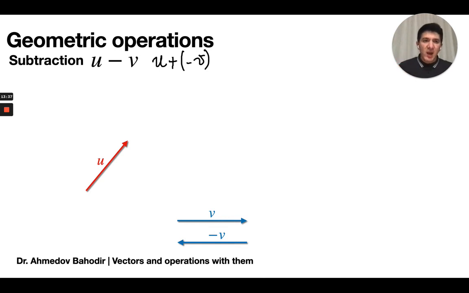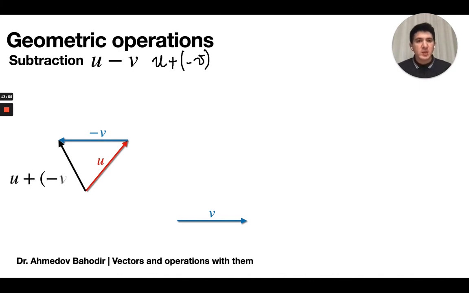You just need to get a vector with the same length but opposite direction. Now we are going to add the minus v vector, which is this vector, to the u vector. If you remember, we do this by just placing this vector at the ending point of the first vector, and we're just going to connect this. So this is going to be u plus minus v, or simply u minus v.